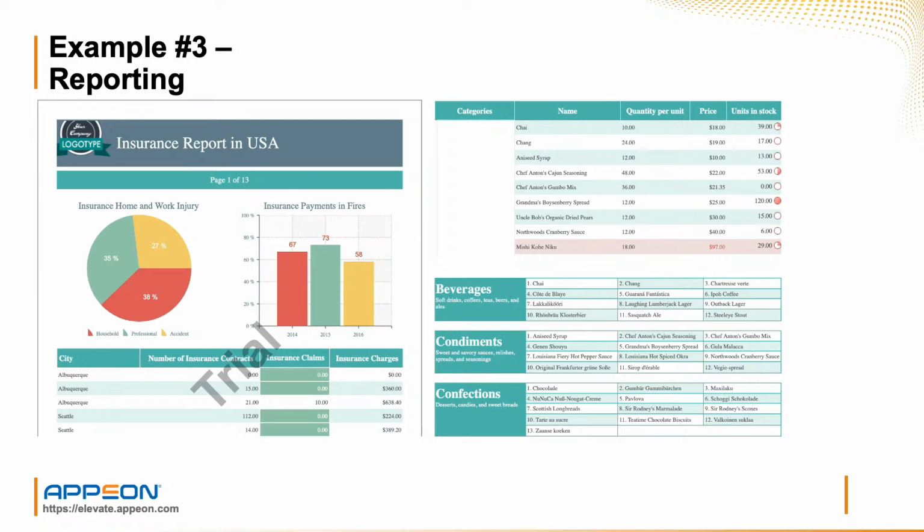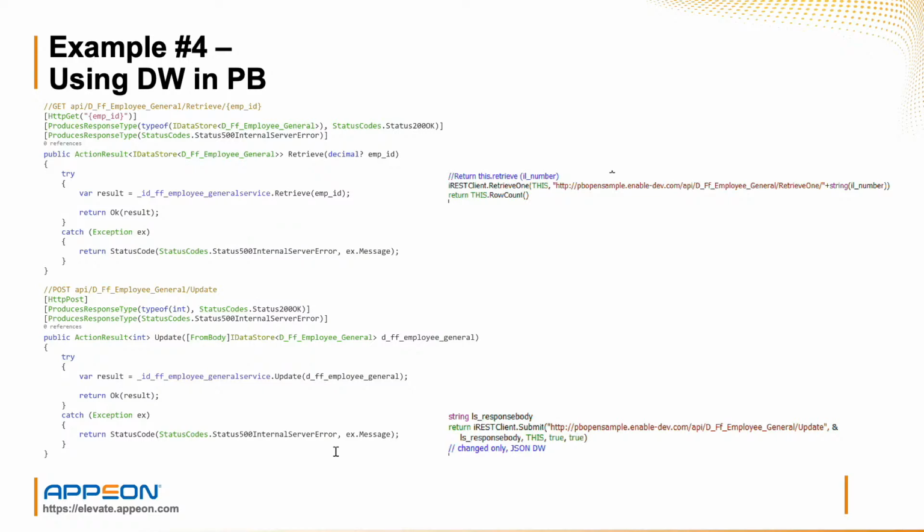Example 4. Using the data window in PowerBuilder. If you have implemented the Web API for PB clients, retrieving and updating the data window from PowerBuilder is extremely easy. Use the new REST client object, and especially the retrieve and submit methods. On the left side, you can see the two methods created by the scaffolding features. Notice the DataStore in the method prototypes. On the right side, the change to the PowerBuilder code. Now, this change in the PowerBuilder code could seem complicated, but in fact you can embed easily this change at a framework level.